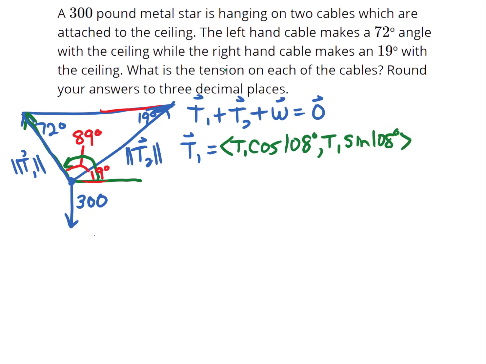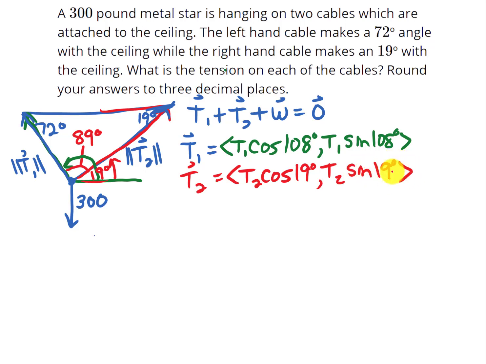So let's express T2, and that's going to be the magnitude of T2 cosine of, T2 is going to be this one right here. So we actually already have its angle. It's right there, 19 degrees. T2 sine of 19 degrees.